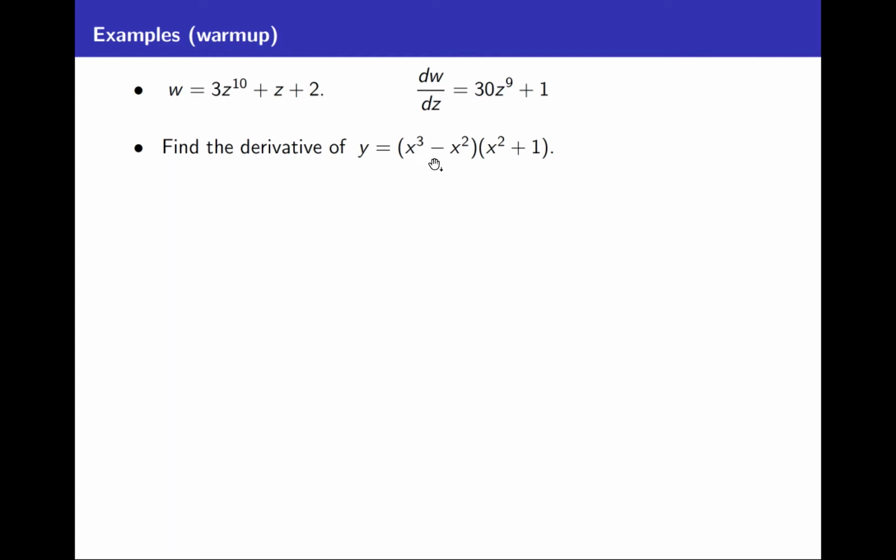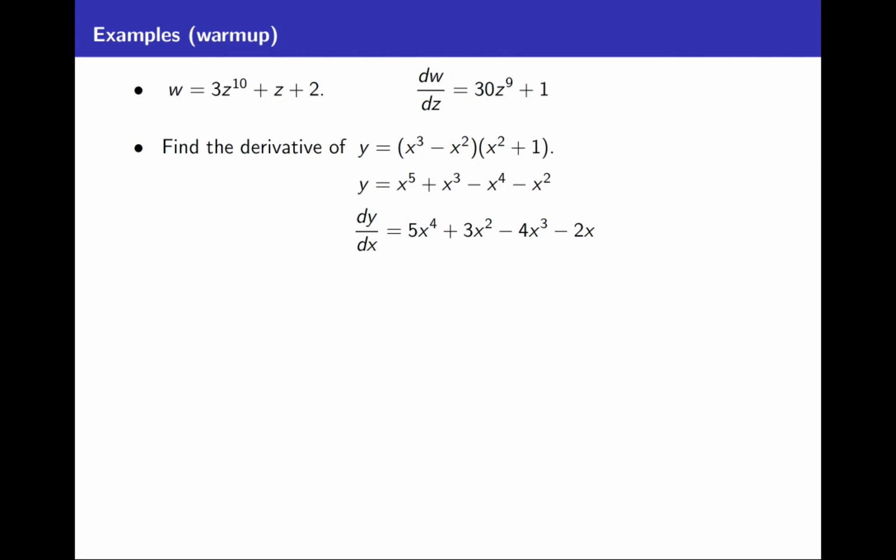For example, for this one, you could FOIL it out to get y equals x to the 5th plus x cubed minus x to the 4th minus x squared. And then you could find the derivative of that using familiar rules. dy/dx is 5x to the 4th plus 3x squared minus 4x cubed minus 2x.